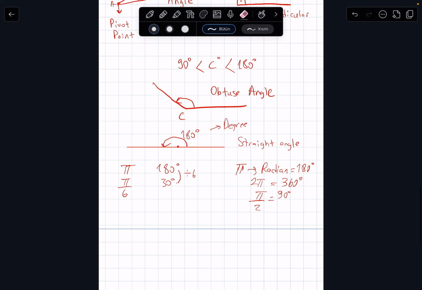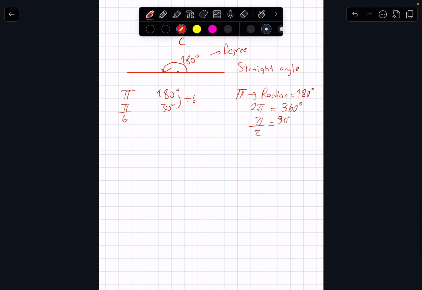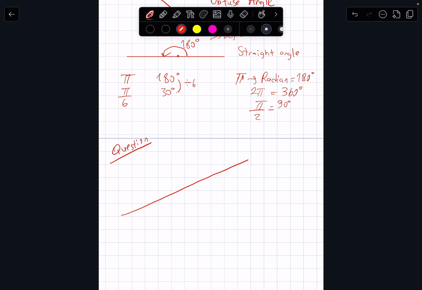Let's do one question about angles. Then we are going to turn back to trigonometry, but I'm just trying to teach some basics in here. Okay, let's say that we have two lines, intersecting with each other.